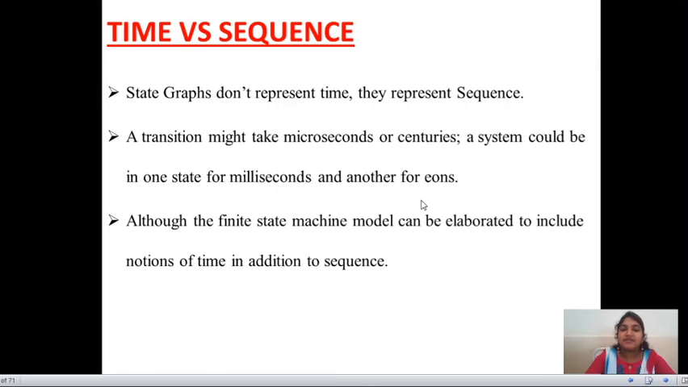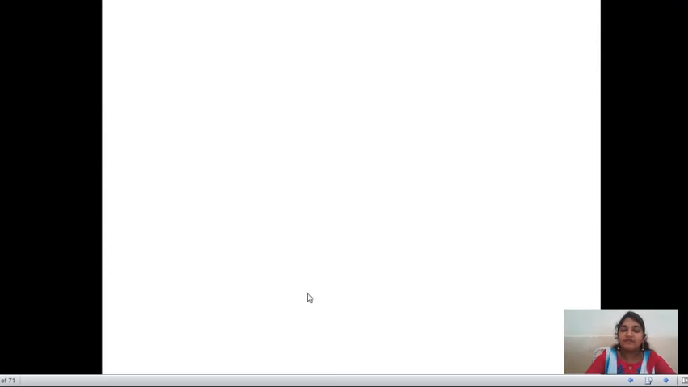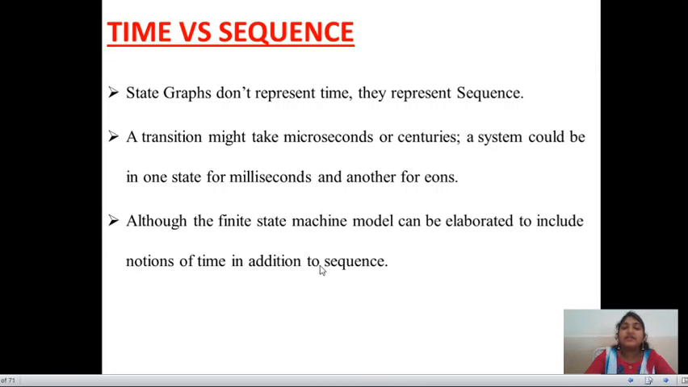A transition might take microseconds or centuries. A system could be in one state for milliseconds and another for eons. Although the FSM model can be elaborated to include notions of time in addition to sequence. So we were comparing time versus sequence. State graphs don't represent time; they represent sequence.